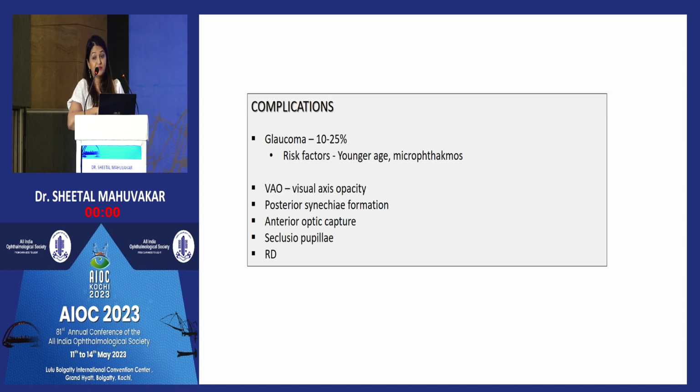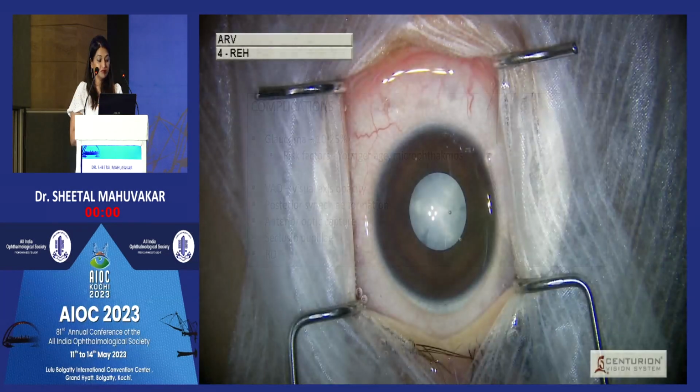The incidence is pretty high, 10 to 25%, because these are younger eyes. Sometimes they are microphthalmos. There's a lot of inflammation which happens later on. The visual axis opacity again is a big problem for us to tackle. And as we discussed, less than 6 years, that's the reason why we do PCC with anterior capsulotomy, posterior synechiae formation, and there is a chance of retinal detachment also.